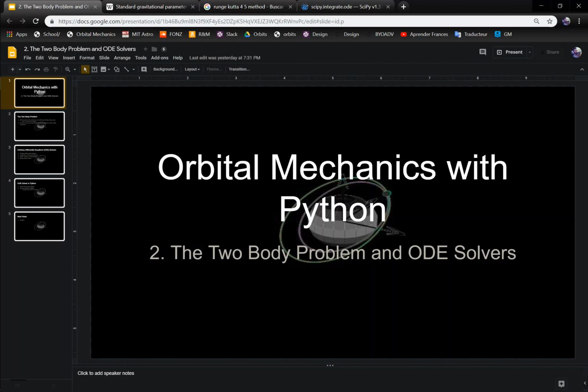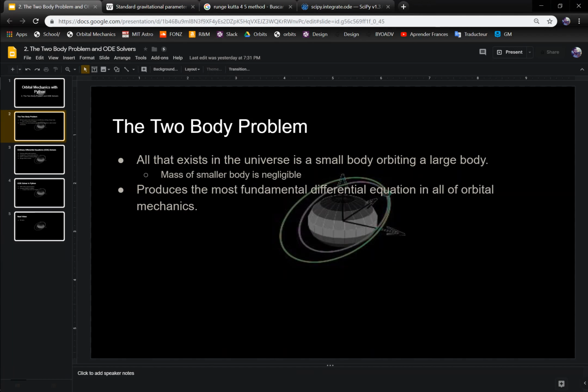So as far as the derivations and explaining where things come from, I'm going to brush over quickly, but I'm going to make sure to leave plenty of links in the description as to where you can get more thorough information about these things. So the two-body problem is when you assume that all that exists in the universe is a smaller body orbiting a larger body. You can think of this as a satellite orbiting Earth, where the mass of the satellite is negligible compared to that of Earth's mass, which is a very good assumption when you're talking about satellites.